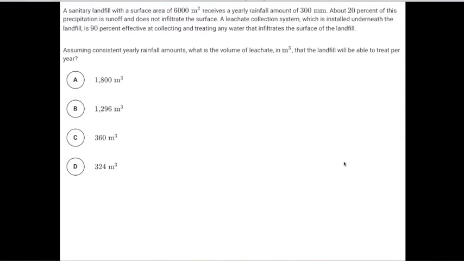All right, the first thing we need to do is figure out volume, which you see we've got meters squared, that's area, and we have millimeters. So if we multiply those together, that's going to give us the volume of rain that enters the landfill.